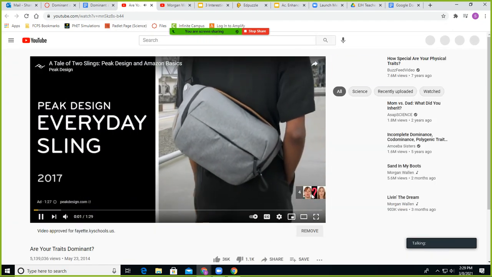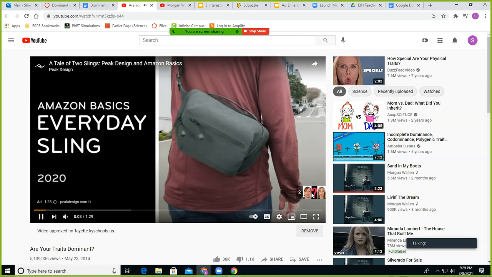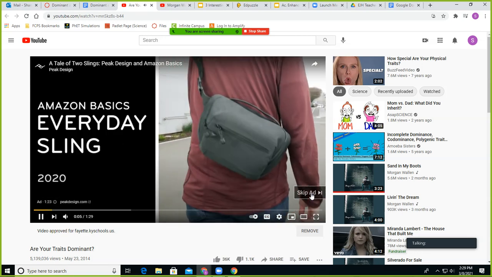This is the Everyday Sling by Pete Design, and this is the Everyday Sling by Anthony.